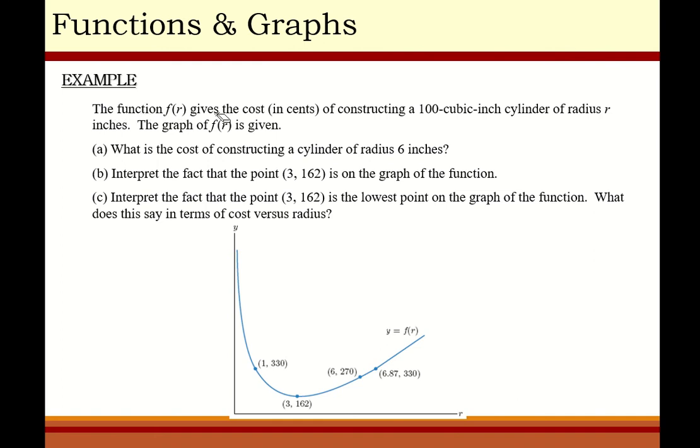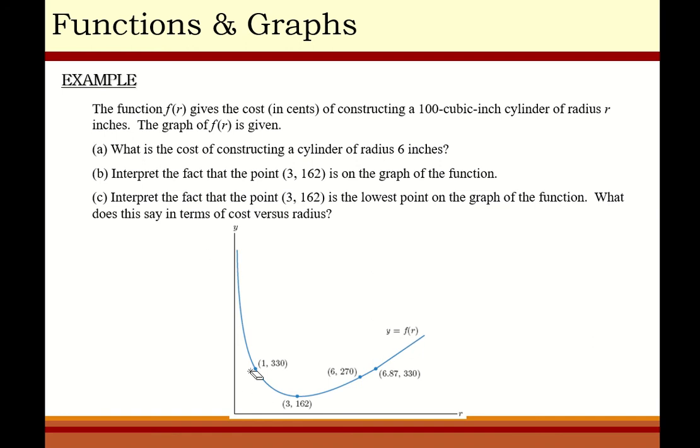The function f sub r gives the cost in cents of constructing a 100 cubic inch cylinder of radius r inches. The graph of f sub r is given in this illustration. Questions: A. What is the cost of constructing a cylinder of radius 6 inches? B. Interpret the fact that the point having the coordinates 3 and 162 is on the graph of the function. And C. Interpret the fact that the point 3 and 162 is the lowest point on the graph of the function. So what does this say in terms of cost versus radius?